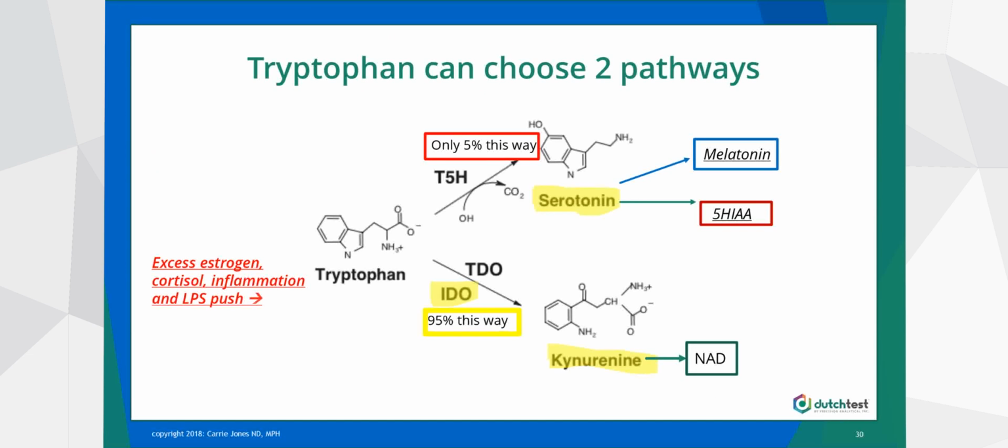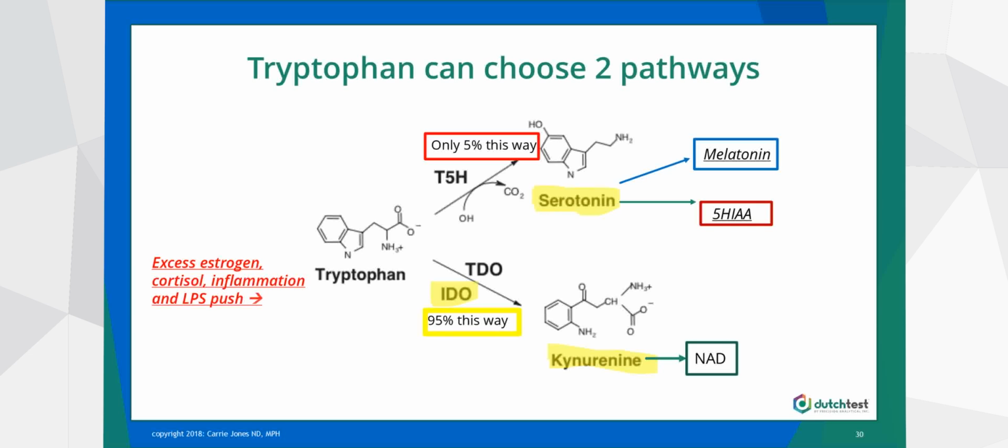So again, for those who are visual, tryptophan can go down two pathways. One, it goes up to the serotonin, and then that can make melatonin, or it can make 5-HIAA, which we test, both of those things. Only about 5% go that way. The other way it goes down is called the IDO, or the kynurenine pathway, and 95% goes that way, hopefully to make NAD.